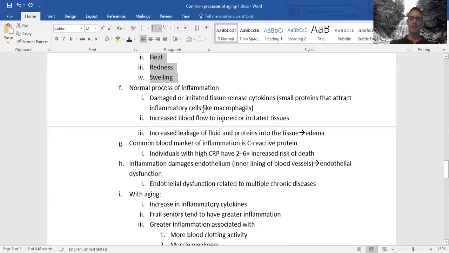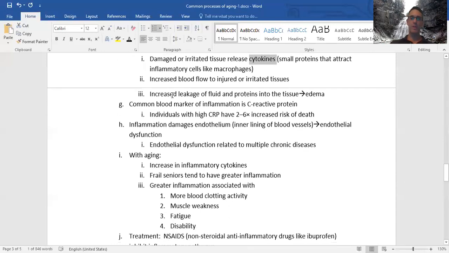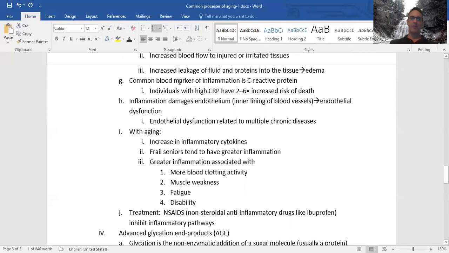And what happens is that a tissue that is damaged or it's infected or irritated or whatever releases molecules called cytokines. And I've defined those here as small proteins that attract inflammatory cells like macrophages, just so you know what they are. And these cytokines do a number of things. They increase the amount of blood flow to that area, and they increase the amount of leakage from the blood out into the tissues so that more of the proteins can get out there in order to help with the healing process, more of the cells that are needed for inflammation and so forth. Anyway, they all get out there. Plus, I didn't mention it here, but they also cause pain. So this is some basic information here.